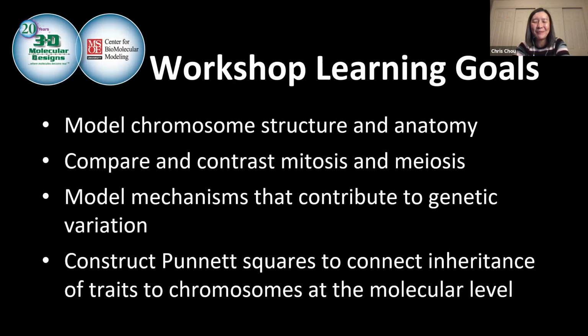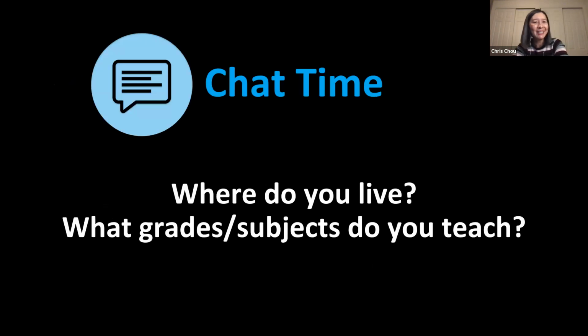Today, we're going to use the 3D Molecular Designs student kit, and I'm going to show you also how I use the classroom kit to model chromosome structure and anatomy. We're going to compare and contrast mitosis with meiosis, model mechanisms that contribute to genetic variation, and also throw in Punnett squares as well. So definitely something to help freshman biology students understand in a visual format how independent assortment happens with alleles, and to be able to make offspring projections from these Punnett squares. All right, so let's go ahead to the next slide.